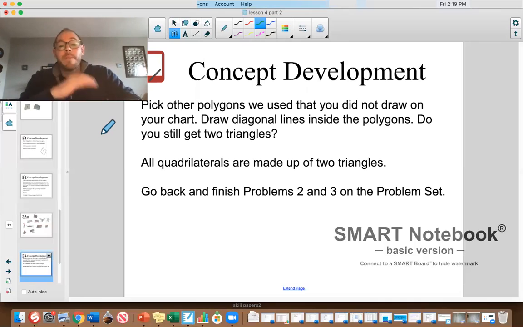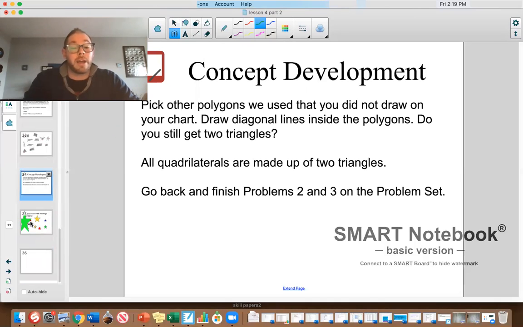So now, on your paper for problems 2 and 3, on your problem set, you can go back and finish them by drawing diagonal lines inside your polygons to get 2 triangles.